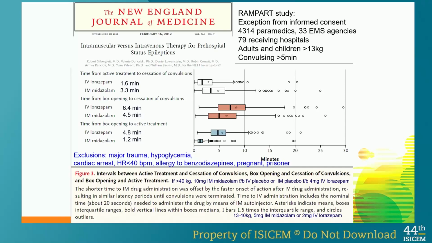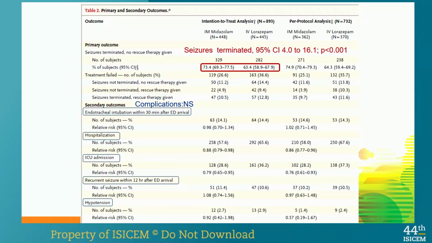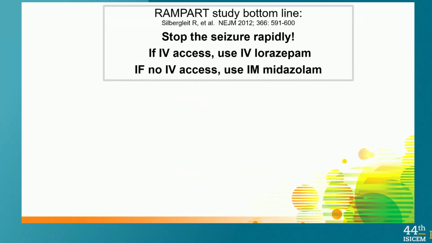So this was done in a large group of patients and showed that there was no difference between the two medications, and even more importantly, the complications were no different as far as having endotracheal intubation, being hospitalized, ICU admission, recurrent seizures, and then hypotension, so can be used. So the takeaway from this is something very simple. We need to stop the seizures rapidly. If you have an IV access, use the IV lorazepam, and if you have no IV access, use IM.